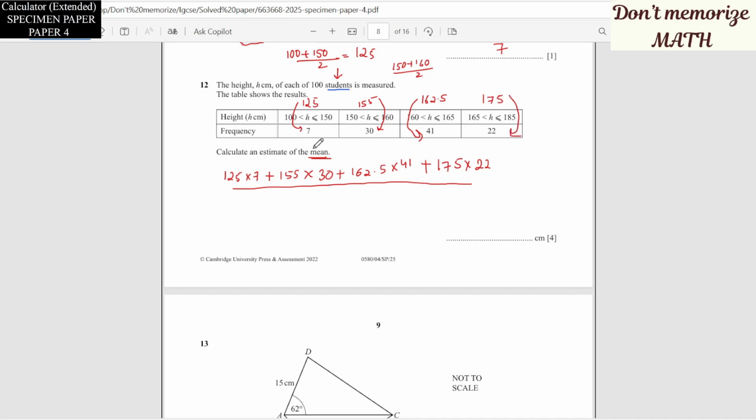This total frequency means the number of students, right? So the total frequency will be the total number of students. The total number of students is already given, so you can just divide by 100. Now you can use the fraction button on the calculator: 125 times 7 plus 155 times 30 plus 162.5 times 41 plus 175 times 22, whole divided by 100.